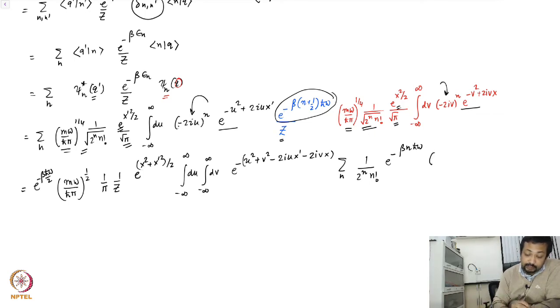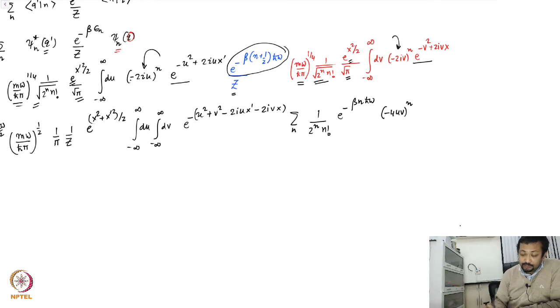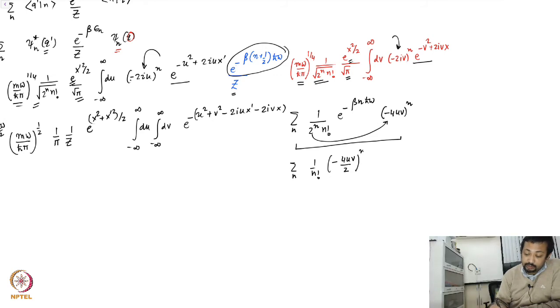So this term together, the minus and minus gives you plus, 2 gives you 4, but you have an i square, so that this is minus 4 uv raised to the power n. Let's concentrate on this sum. This sum I can write down as 1 over n factorial minus 4uv by 2, the 2 I can bring inside the bracket, raised to the power n beta n h bar omega, which is sum over n 1 over n factorial. The 2 gets cancelled out, and I have minus twice uv raised to the power n e to the power beta n h bar omega.